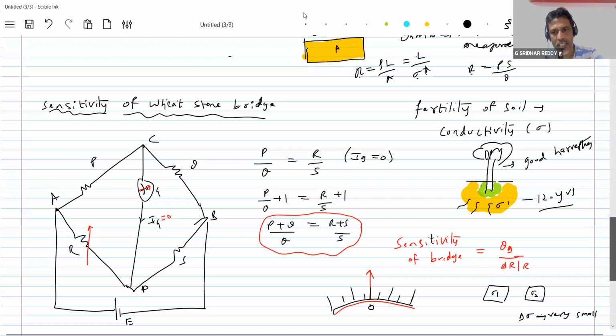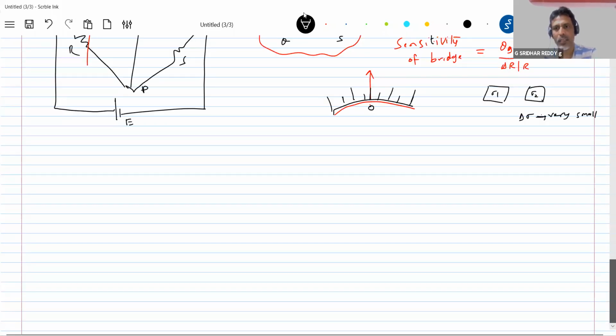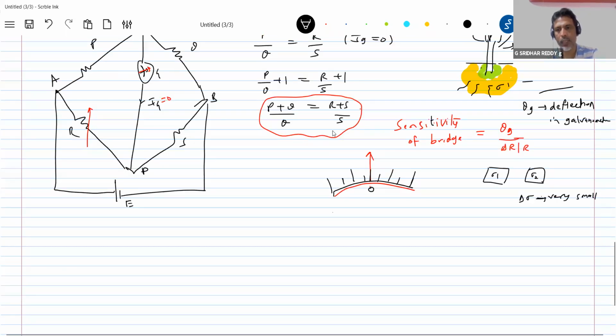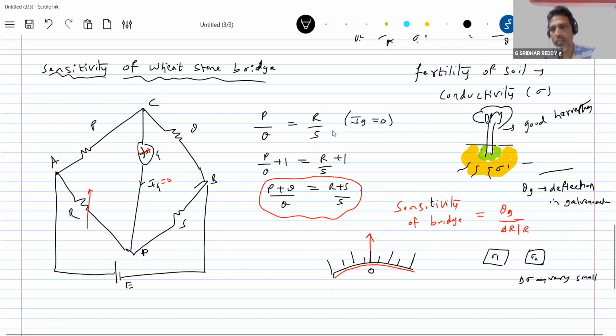For a fractional change in R, if the deflection of the galvanometer is appreciable, then the bridge is said to be more sensitive. This is the idea. What is theta G? Deflection in galvanometer. Okay, fine. So this much is what the sensitivity is.